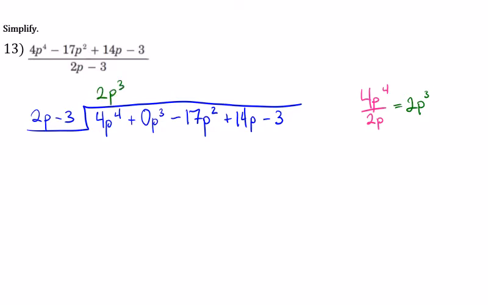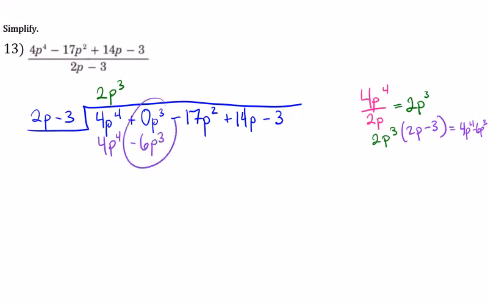And then remember what we're going to do next is we're going to take that 2p cubed and multiply it by 2p minus 3. Okay. And so then we get 4p to the fourth minus 6p cubed. So 4p to the fourth minus 6p cubed. So here's where you can see that we need that placeholder, right? So we can line up like terms.